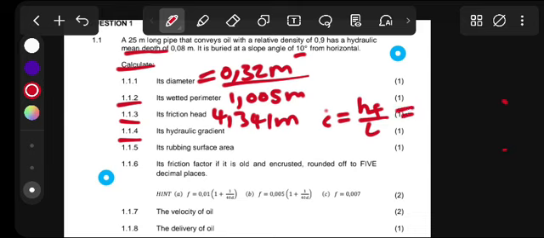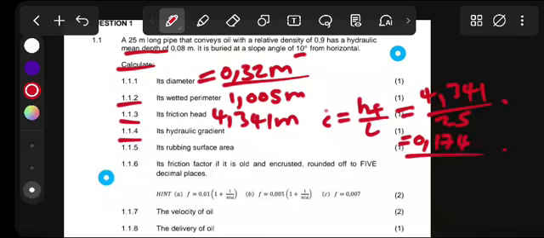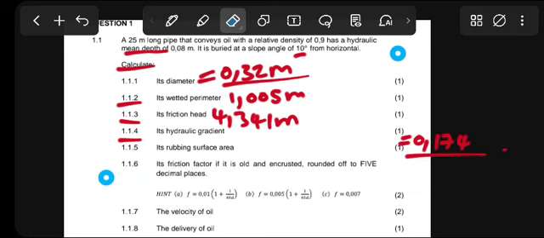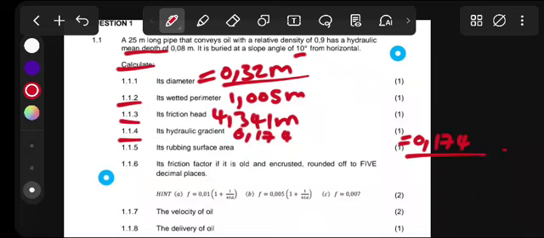So HF, we've just got it. Friction head is 4.341 divided by the length, which is 25. Then we get that to be equal to 0.174. That is what we'll have there.